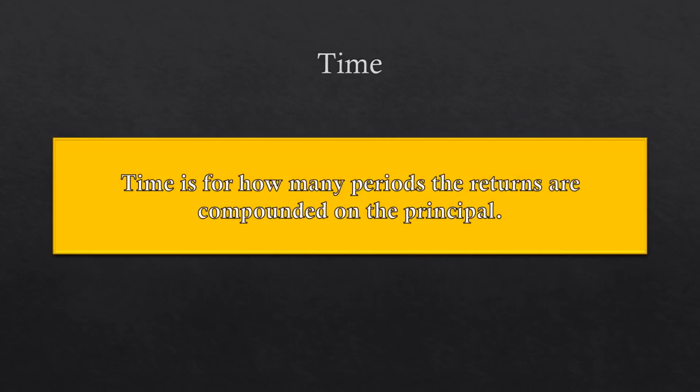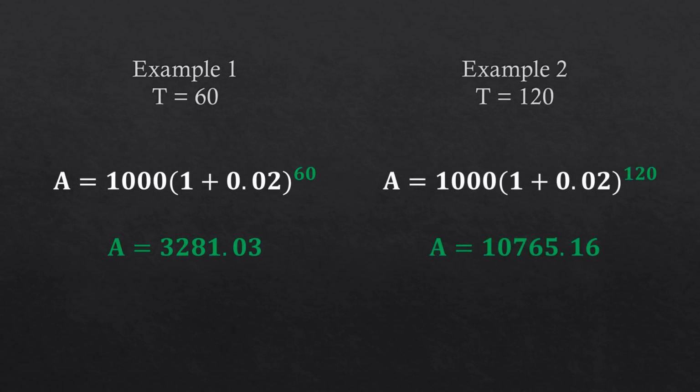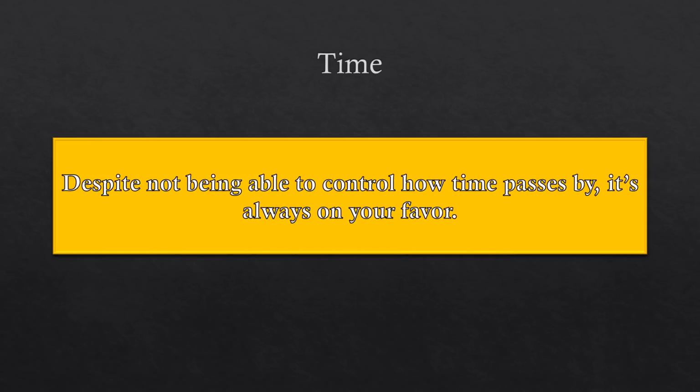Time is for how many periods the returns are compounded on the principal. If we compound $1,000 at 2% monthly return for 120 months instead of 60 months, we get 10,765.16 instead of 3,281.03. Time is a variable that is always in your favor. Despite not being able to control how time passes by, the longer you compound returns on the principal, the better the result's going to be.